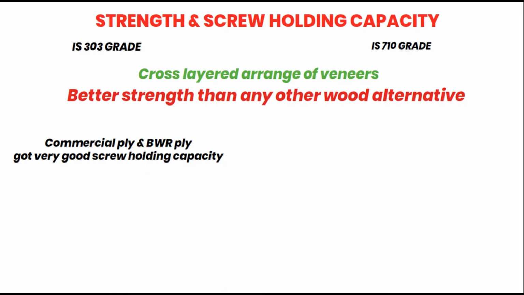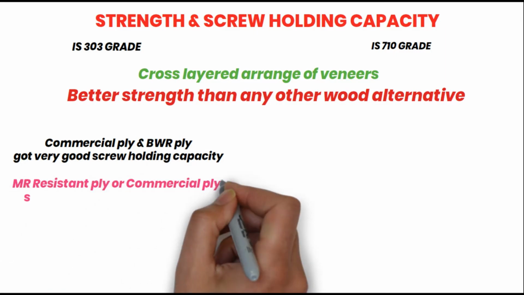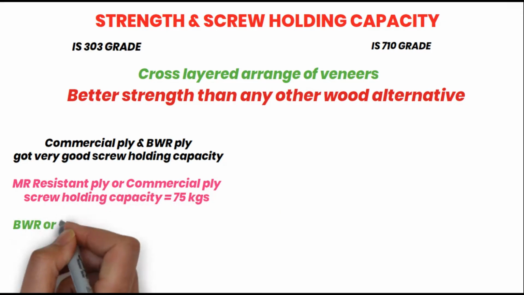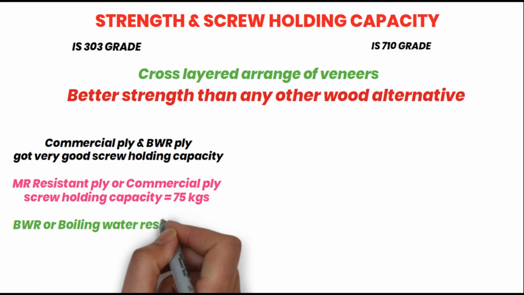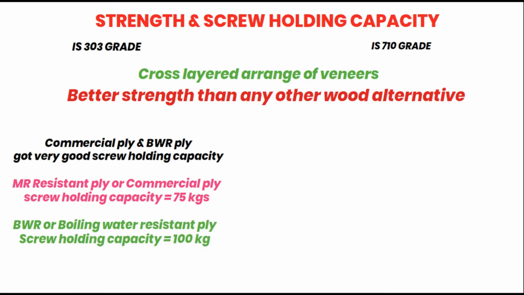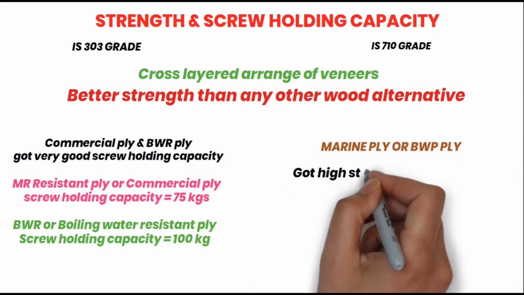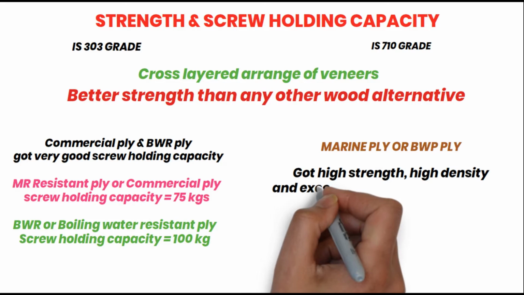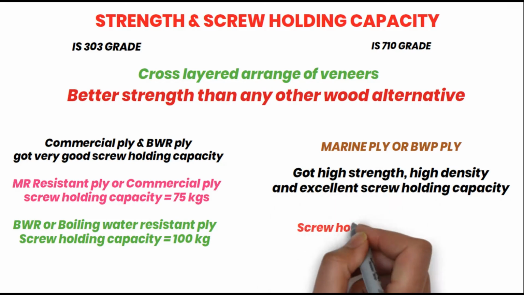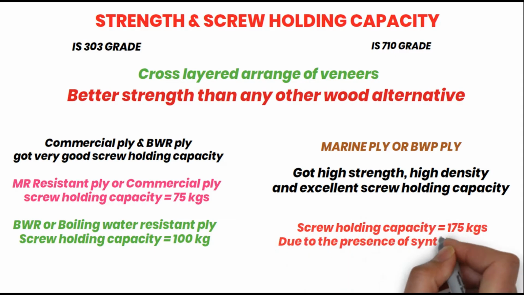In the case of IS 303 grade, commercial ply and BWR ply got very good screw holding capacity. MR resistant ply or commercial ply got a screw holding capacity of 75 kgs, whereas BWR ply got a screw holding capacity of 100 kg. But in the case of marine ply, it has got high strength, high density and excellent screw holding capacity and it ranges around 175 kgs. This is because of the presence of synthetic resins.